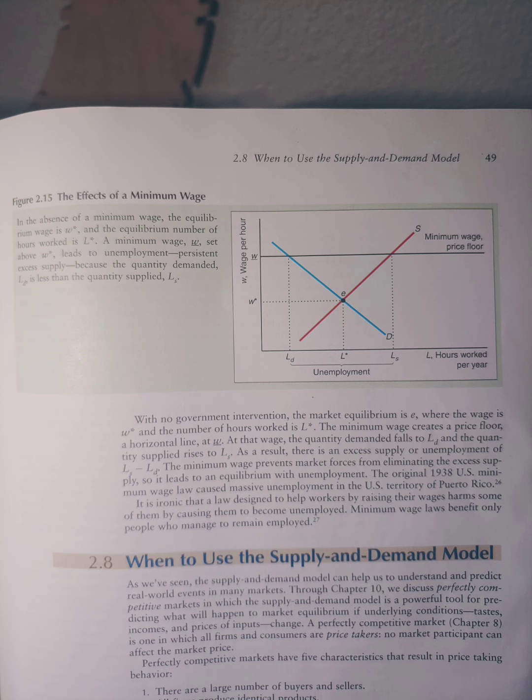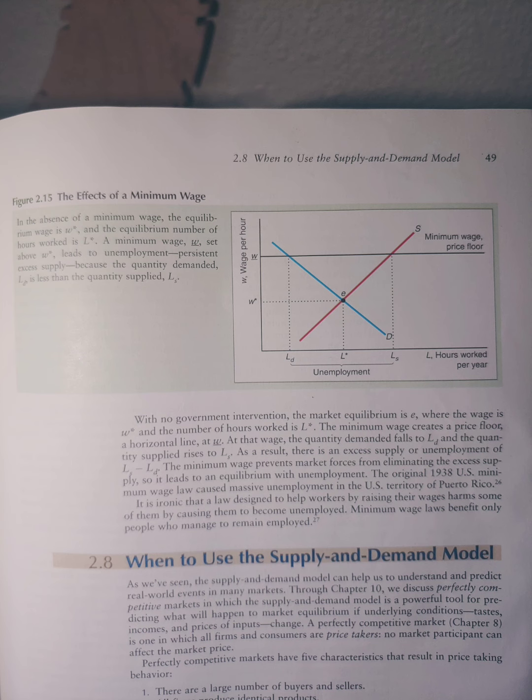The minimum wage creates a price floor, a horizontal line at W. At that wage, the quantity demanded falls to L sub D, and the quantity supplied rises to L sub S. As a result, there is an excess supply, or unemployment, of L sub S minus L sub D. The minimum wage prevents market forces from eliminating the excess supply, so it leads to an equilibrium with unemployment.